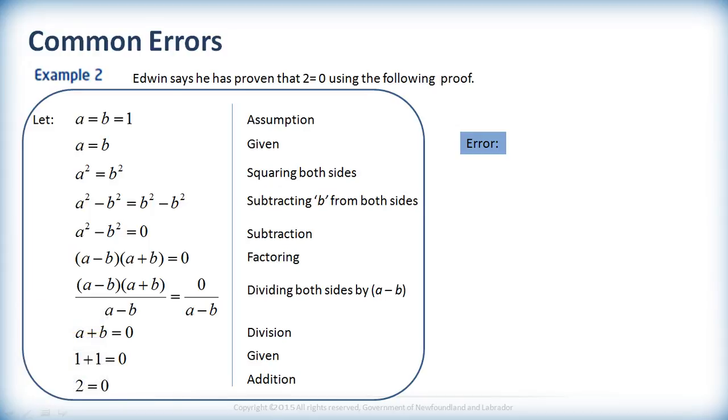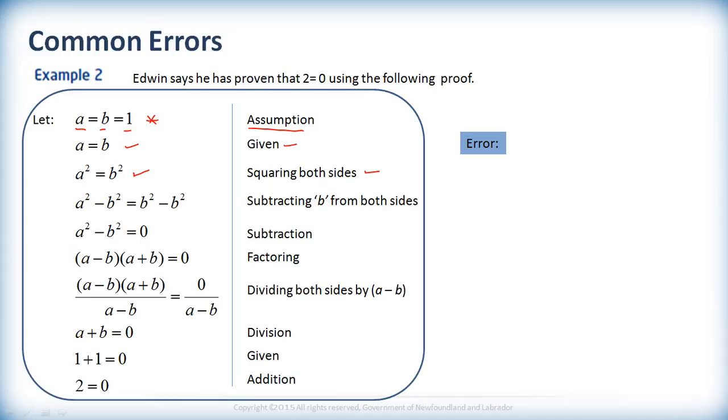So Edwin claims he can prove that 2 equals 0 using the following proof. Okay, so let a equal b equal 1. So that's fine. We often will just assign variables or give them a value. If you want to say a equals b equals 1, no problem there. So that's going to be our assumption. We're okay with that. So then if that's true, then a equals b. Well, that was given, so that's okay. Now, if a equals b, then a squared equals b squared. Yes, that's fair enough. You can square both sides of an equation.